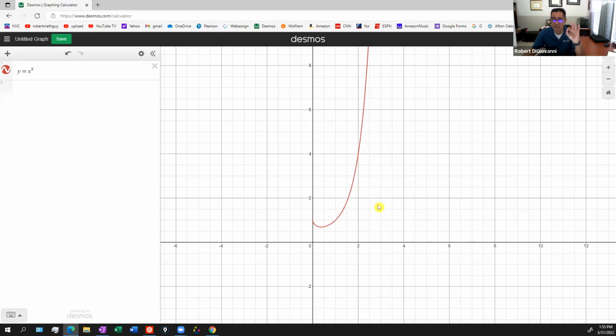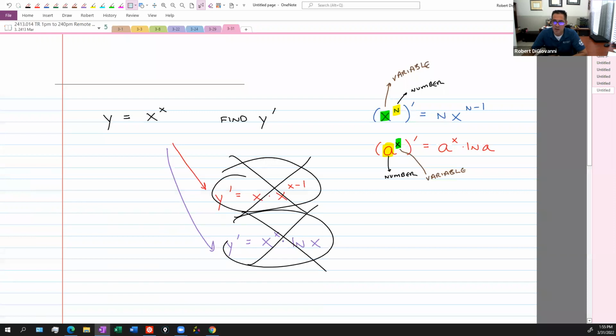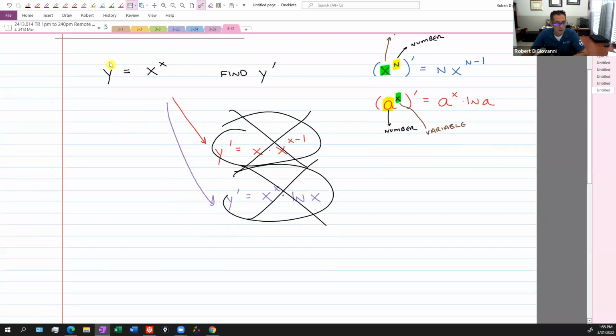And I mean, it's nice, it's continuous. You can draw it without picking up your pencil, it looks like. And it looks like you've got tangent lines, right? I can go to some point and ask you for the slope of the tangent line, right? But how do we do it? How do we find the derivative then? How do we find the slope of the tangent line? Well, logarithmic differentiation is how we do it, right?